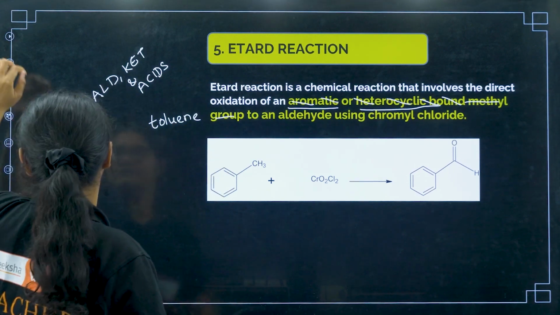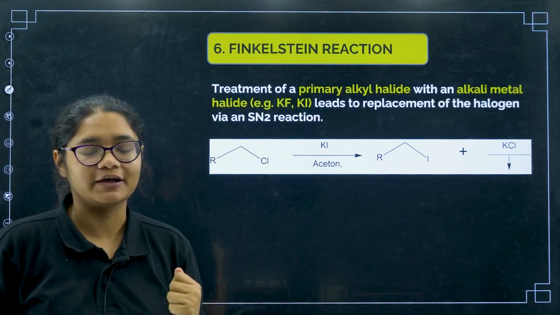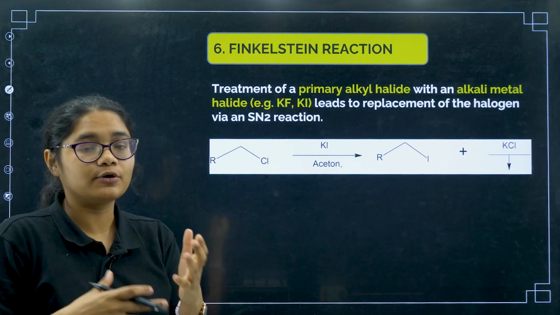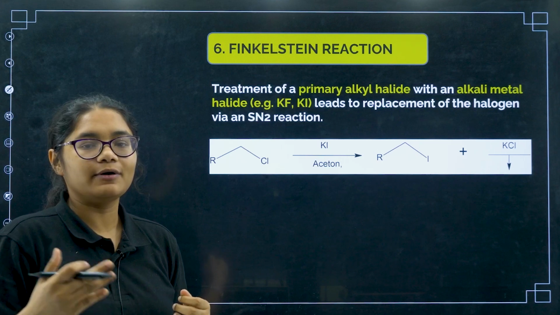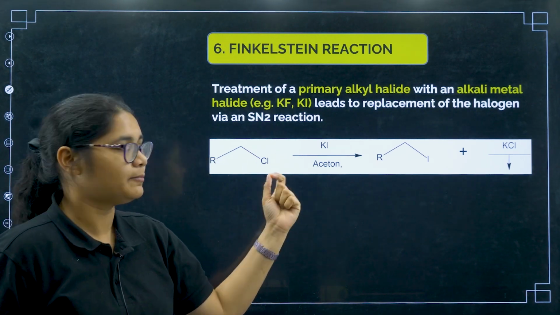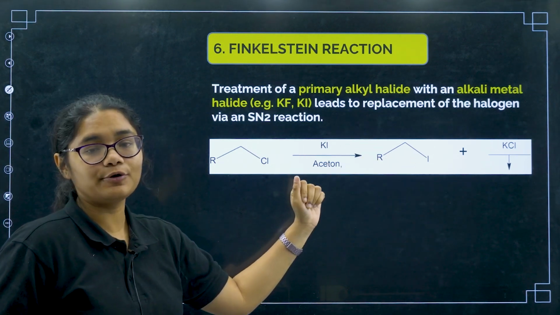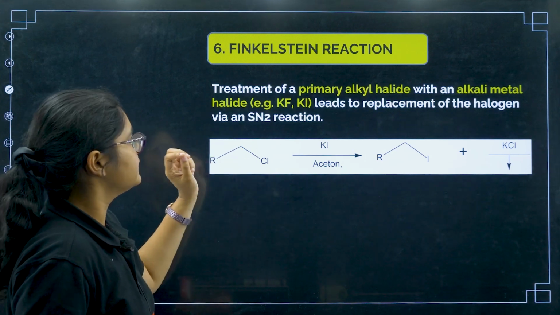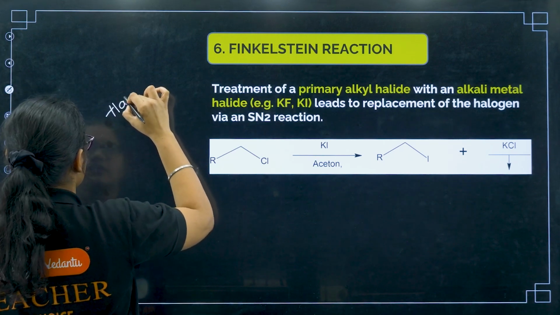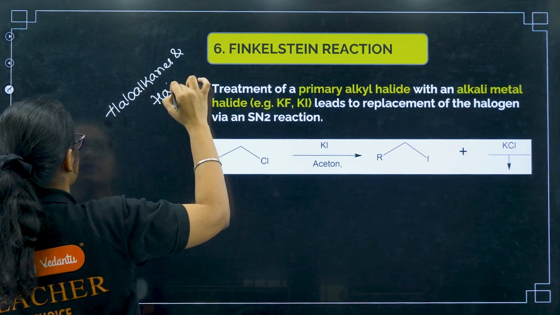I don't think so. F, yes, F we have Finkelstein reaction, our very favorite first chapter reaction, haloalkanes and haloarenes. Finkelstein reaction is used for the preparation of iodoalkanes. If you take any haloalkane and treat it with NaI in presence of dry acetone, you will get RI, which is your iodoalkane, and this reaction is called your Finkelstein reaction. This is from the chapter haloalkanes and haloarenes.